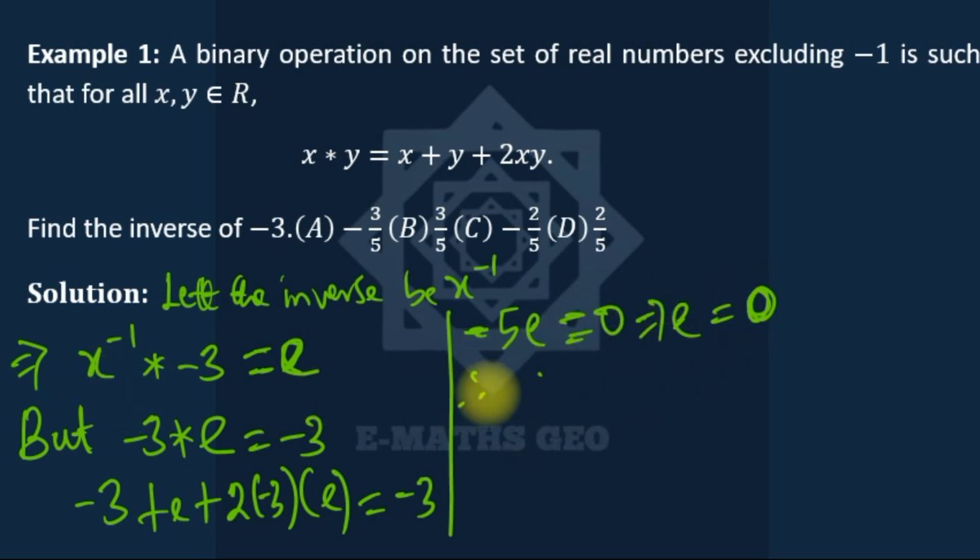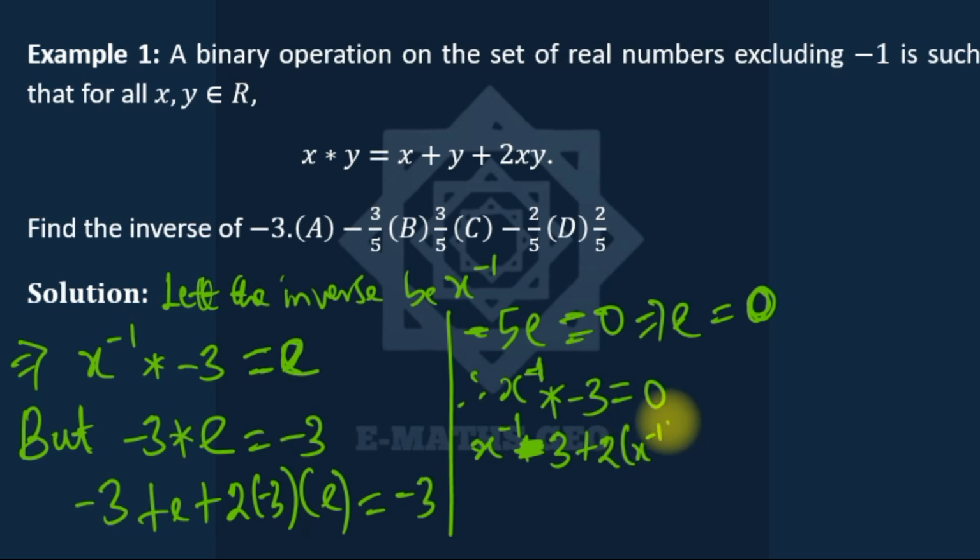Therefore we'll go back now. X raised to power minus 1, which is the inverse, asterisk minus 3 must give us 0. So we also use the definition. So we have x raised to power minus 1 plus minus 3, plus 2 times x raised to power minus 1 times minus 3 must give us 0. Remember our main aim is to find x raised to power minus 1.